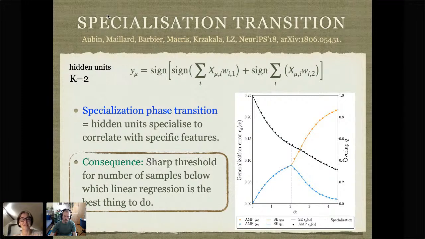Even in this case of 2 hidden units of the committee machine, we see a sharp value of the parameter alpha, at which if we had fewer samples than that, then nothing can do better than linear regression. Only if we have more samples than that can we take advantage of the 2 units, and they will specialize to the 2 hidden units in the teacher, and the generalization error will improve at that point.